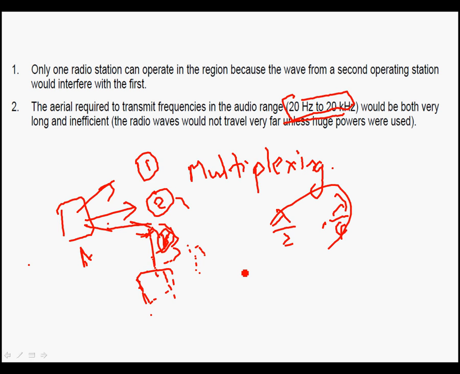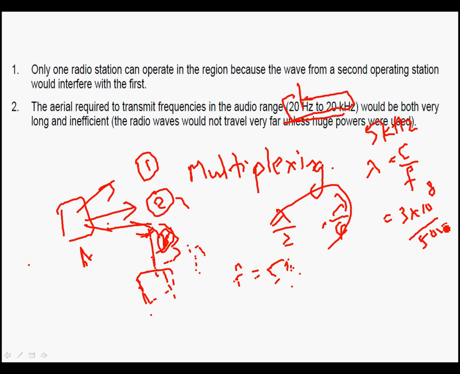If you have a signal in this range, the signal frequency is very low, so the wavelength is quite high. Let's check how to find the wavelength. Let's say you produce a sound signal of frequency 5 kilohertz. If I want to change that to lambda, I use the formula lambda equals c over f, and c is 3 times 10 to the power 8 divided by f, which is 5000. That would make this 10 to the power 5, and 3 over 5 is 0.6, so 60,000 meters.